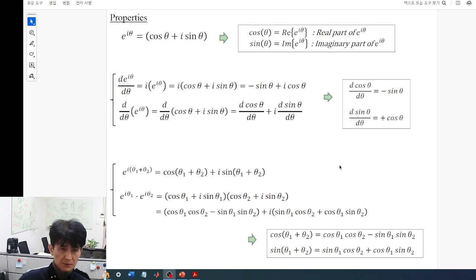So that's the proof of the Euler formula, and the reason why I use the Euler formula is because of the addition of angles. If I add theta 1 plus theta 2, then the real part of this becomes cosine of theta 1 plus theta 2, and the imaginary part becomes sine of theta 1 plus theta 2.